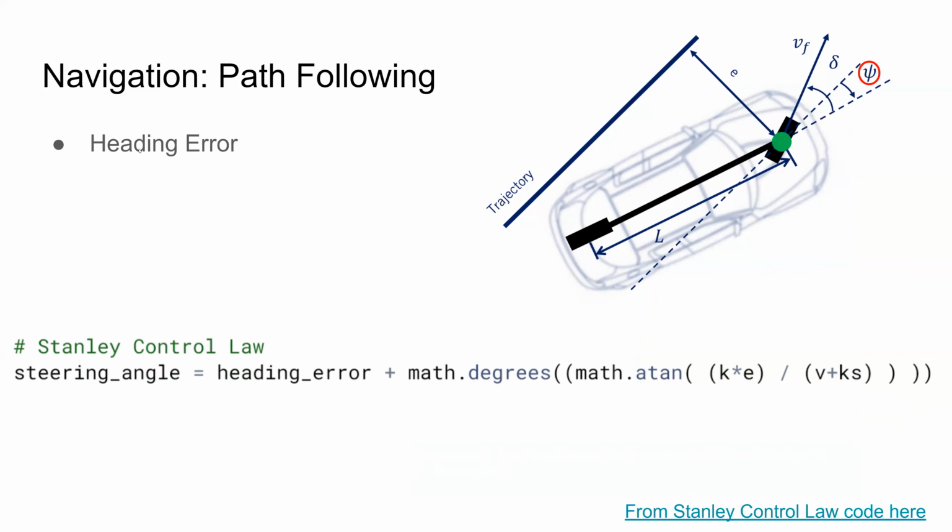Then, to find the steering angle, because that's our control input to our system, the only control input is the steering angle. To find that, we just follow the same equation that was shown before, where you take the heading error and add the tan inverse of the cross-track error multiplied by the gain factor, divided by the velocity plus a softening constant.